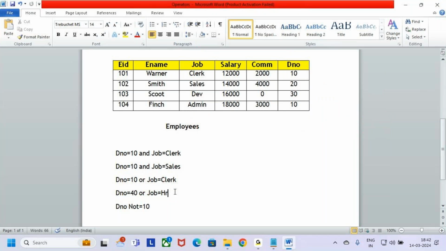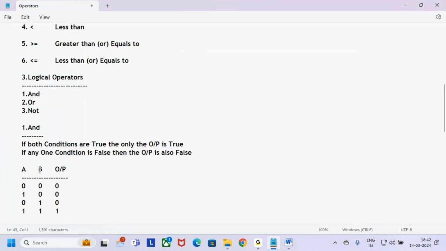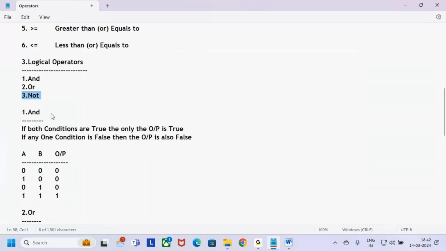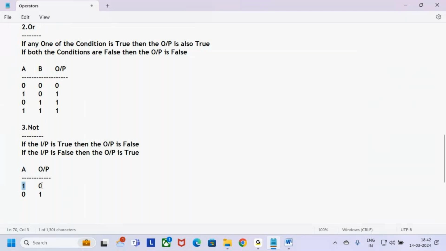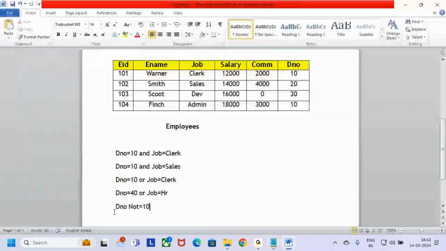And next, finally, there is one more, that is NOT logical operator, guys. So one more operator is what? NOT logical operator. I said that in the NOT logical operator, how many inputs is there? Only one input. If the input is true, we'll get the output as what? False. If the input is false, we'll get the output as what?